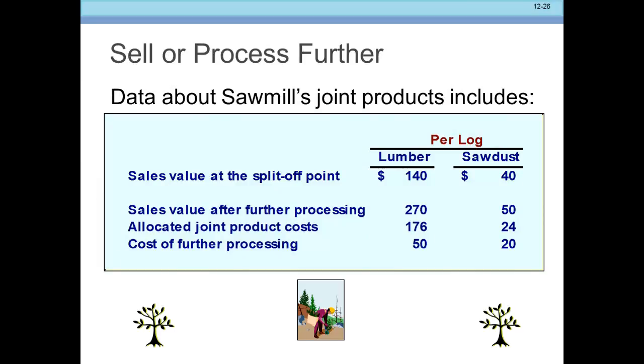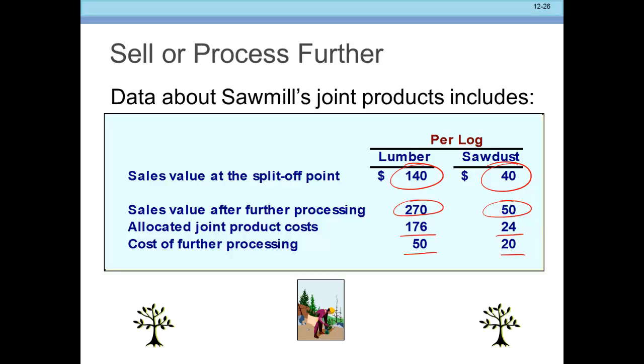We're given the following data to help us figure this out. Sales values at split-off is $140 for lumber and $40 for sawdust. If they further refine the products, the sales value becomes $270 and $50 for lumber and sawdust respectively. The allocated joint production costs are $176 and $24 respectively, and the cost to further refine is $50 and $20. Sawmill wants to know if they should further refine either the lumber or the sawdust, or maybe both.